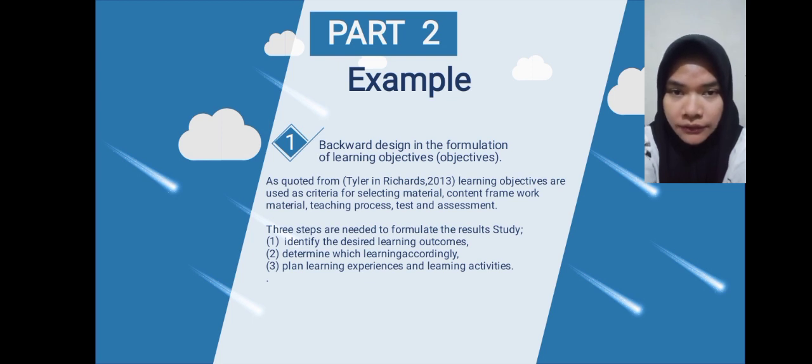So, the purpose of the formulation of learning goals is to determine the change that occurs in students, which is used to design learning activities so that the expected goals are achieved. There are 3 steps needed to formulate the learning result. The first, identify the desired learning outcomes. Second, determine which learning accordingly. Third, plan learning experience and learning activity.